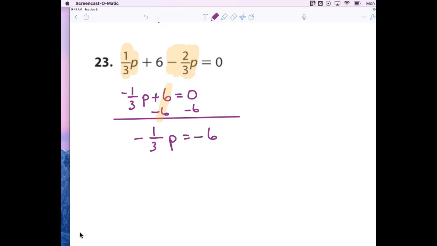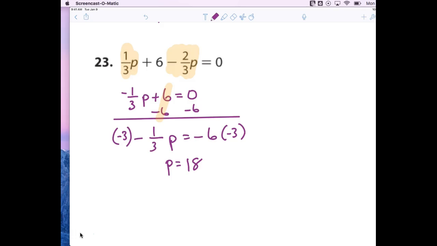How do I get rid of a fraction again? Oh, the reciprocal. So then you just multiply by negative 3. Yeah, multiply by negative 3. You multiply by it when it's a reciprocal. So p equals what? Negative 18. Oh, 18, sorry. P equals 18.